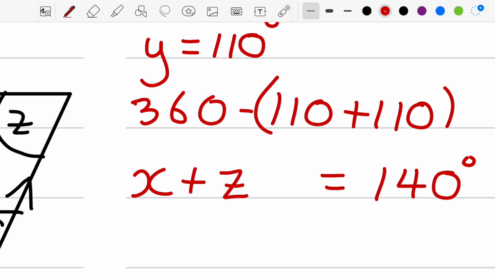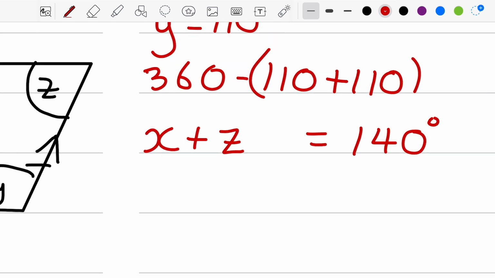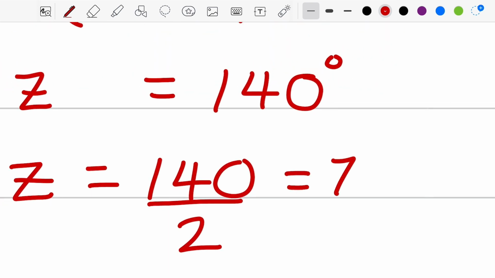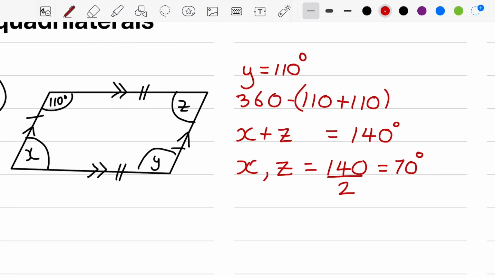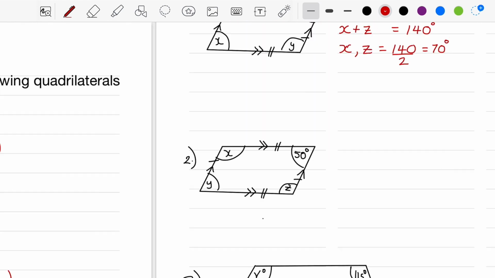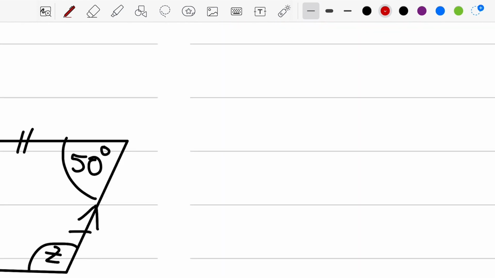So if we want x or z, we simply divide 140 by 2. Number 2. So y is equal to 50 degrees.